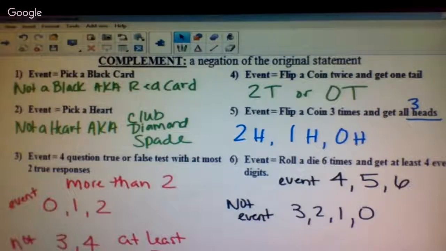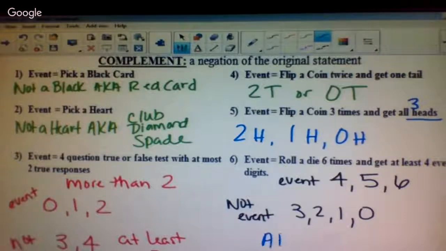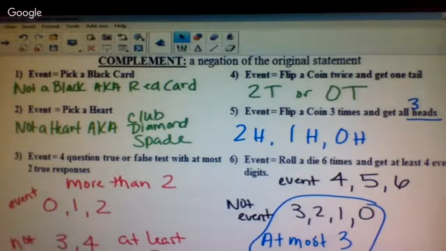What's the answer? 3, 2, 1, or 0. That's the complement. It's the opposite of what they're asking. You could also have said, instead of doing 3, 2, and 1, you could have called this at most 3. That's what this means. Okay. So you could have also called that at most 3. Questions? Alright.